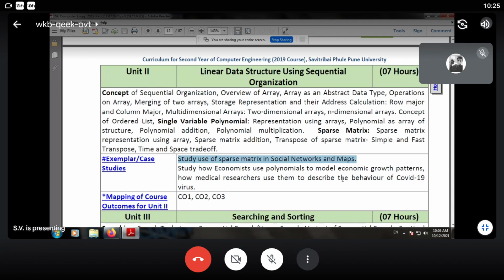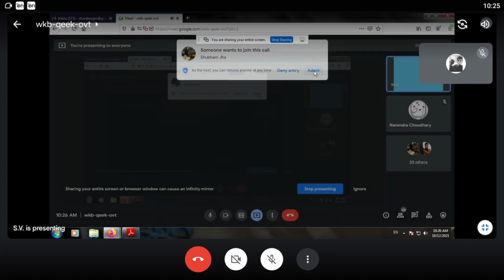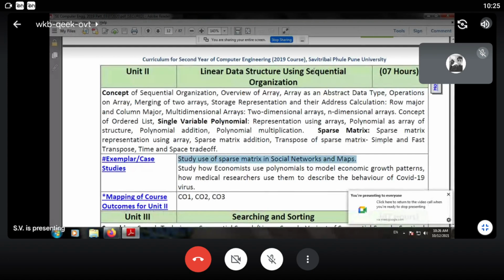So when we consider a network, it is a part of a graph. So when you draw a network or a map, it is a part of a graph, and that graph is evaluated in the form of matrices. So when you design a graph and implement it as a part of a two-dimensional matrix, you can use sparse matrices.